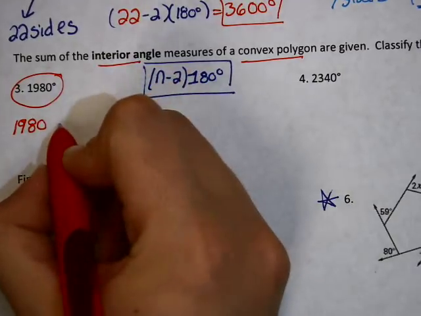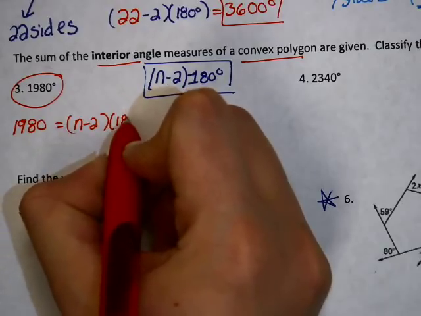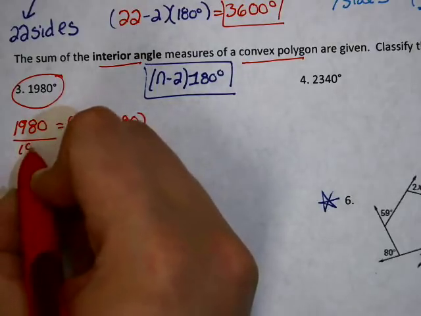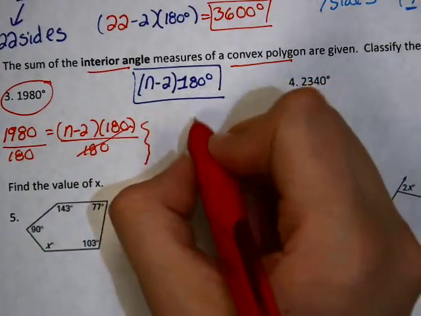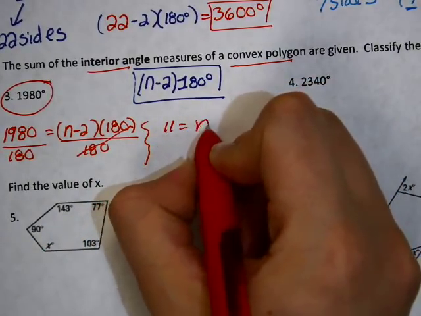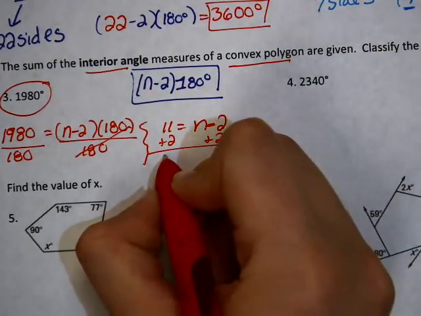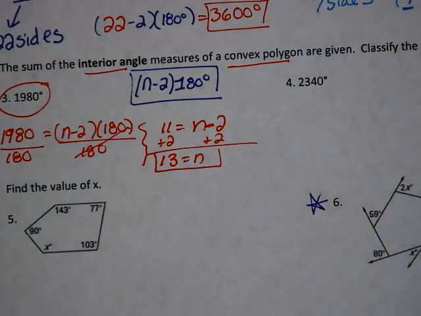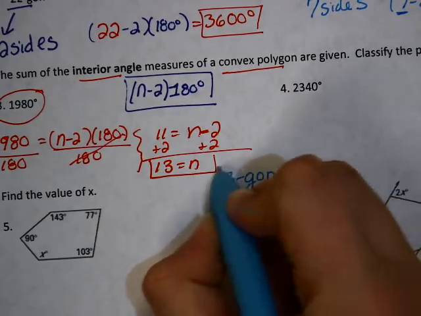1,980. Set it equal to our formula, n minus 2 times 180, and solve for n. So I'm going to have to divide by 180, and I get 11 is equal to n minus 2. If I add 2 to both sides, I get 13 is equal to n. So 13 sides would mean I have a 13-gon. That's how we would classify it.